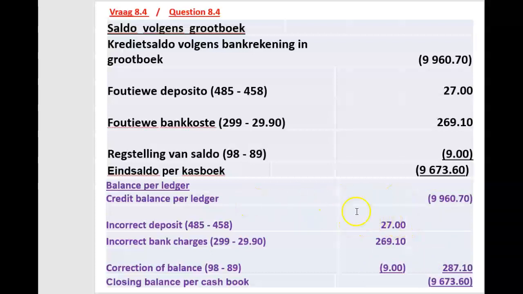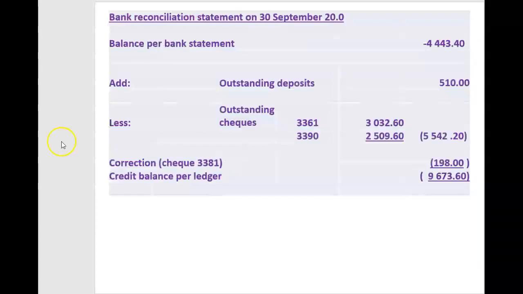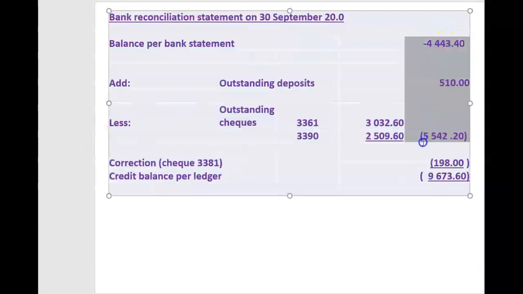I say again, if you had a T account, that would have been on the credit side, that would have been on the debit side, that would have been on the debit side, and this would have been on the credit side. So when you balance off your bank account, you would have ended up with a closing balance as per the cash book of 9,673.60. Now, if you go through to your bank reconciliation statement, we have passed everything there, so all you're going to do is the calculation, and you will see that the answer of this calculation is also a minus 9,673.60.